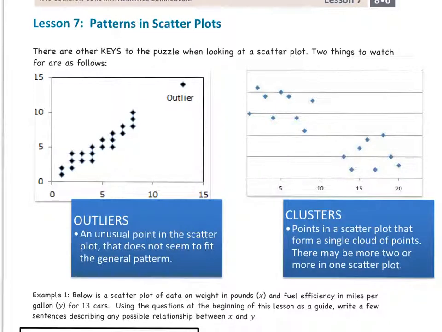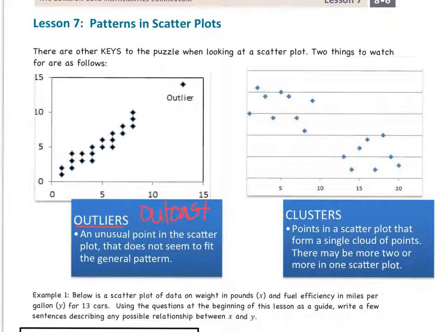Two important terms that you're going to notice when we talk about scatter plots are going to be the keys to the puzzle, and they're going to give you some interesting information. The first term is outliers. It's an unusual point in the scatter plot that does not seem to fit the general pattern. Outlier almost looks like outcast.